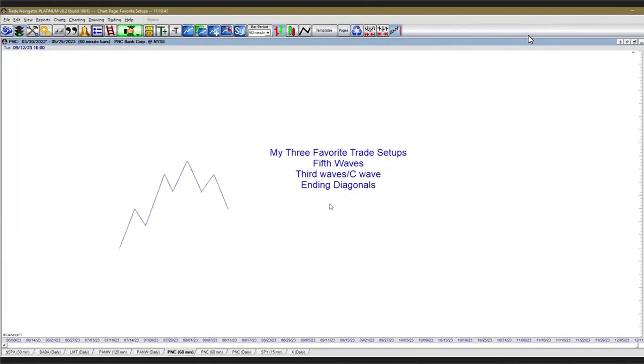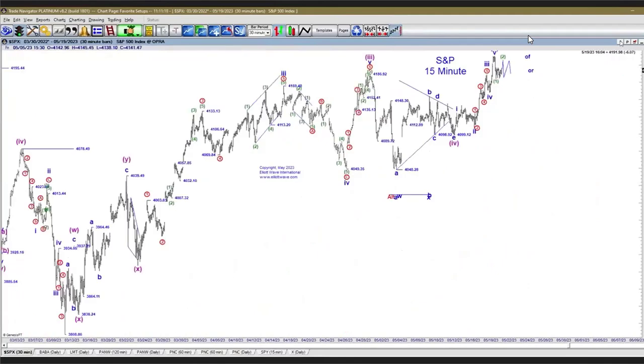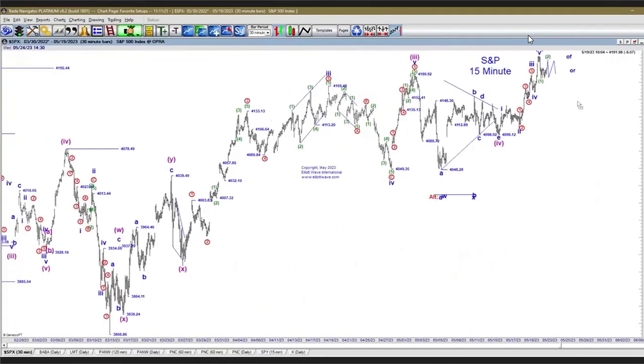And the third thing, which is a little harder to come by, ending diagonals. When those patterns are complete, it really sets the stage for a sharp movement in the opposite direction. So you don't see those too often, but when you do, they really provide some pretty good opportunities for a lot of volatility. All right, so let's start off by looking at a recent setup here in the S&P.